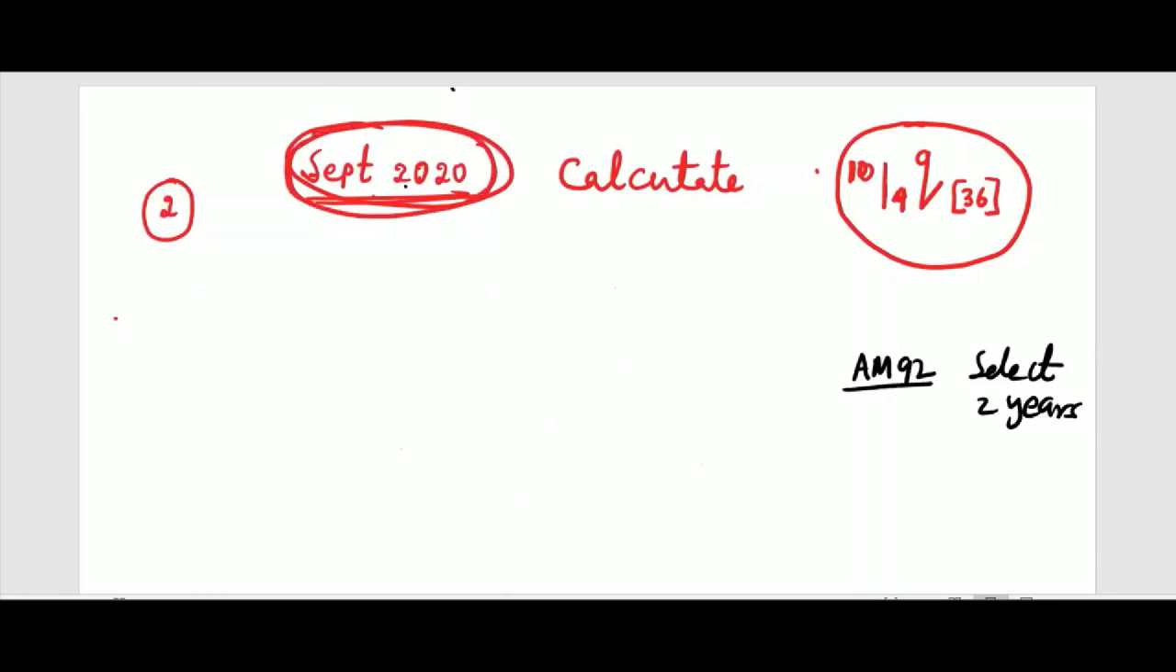Now, September 2020, calculate this. So now the deferment period is there, here 10. Okay. So now the age is 34. There will be a deferment period of 10 years.